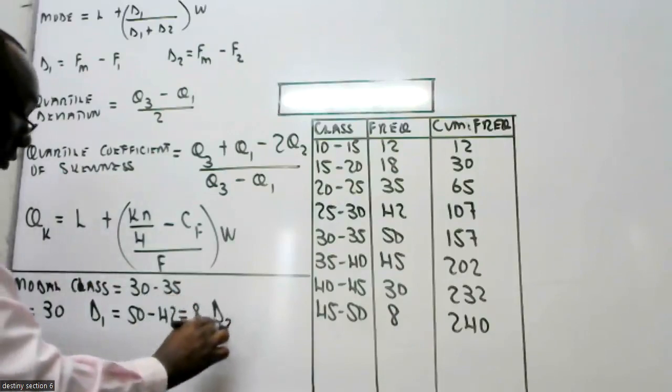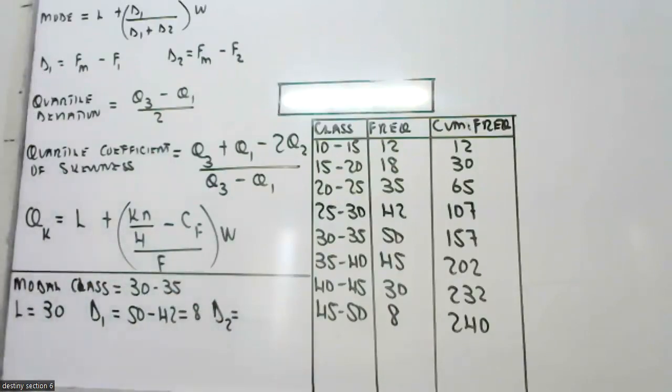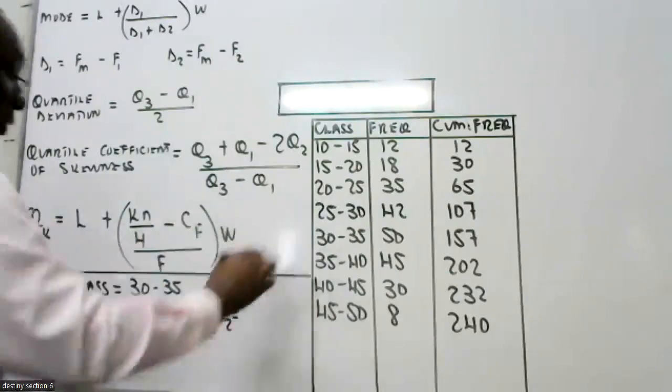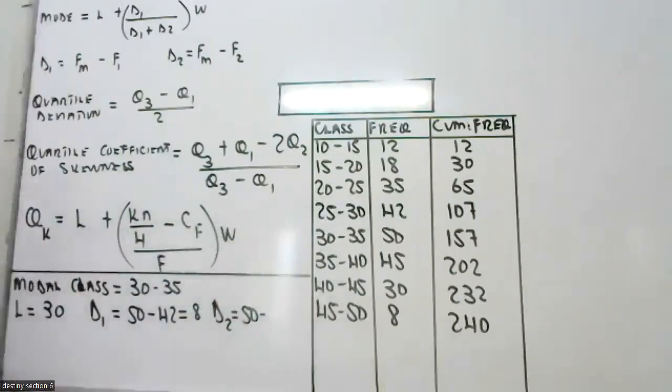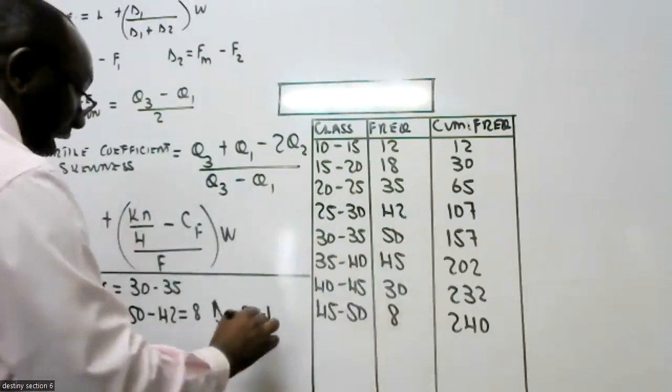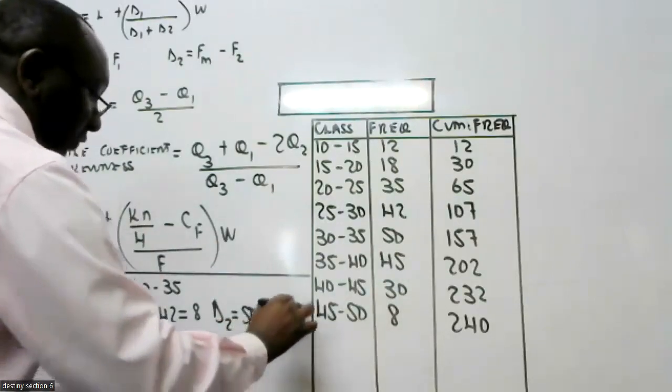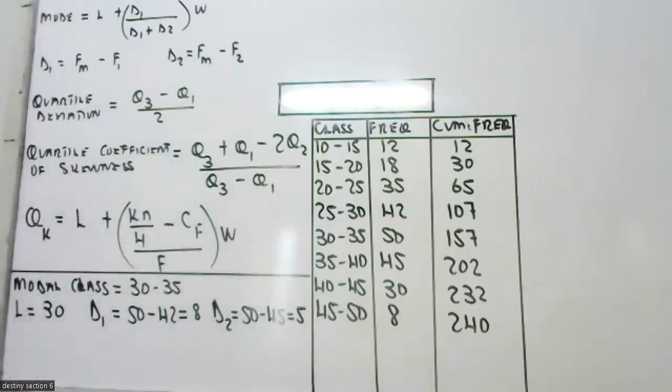Then B2 will be the model class frequency, 50, minus the frequency below it, 45. That gives us 5. So with that, I think I now need to get W. W is always the higher limit minus the lower limit. So that is 5. The higher minus the lower, that is 5.